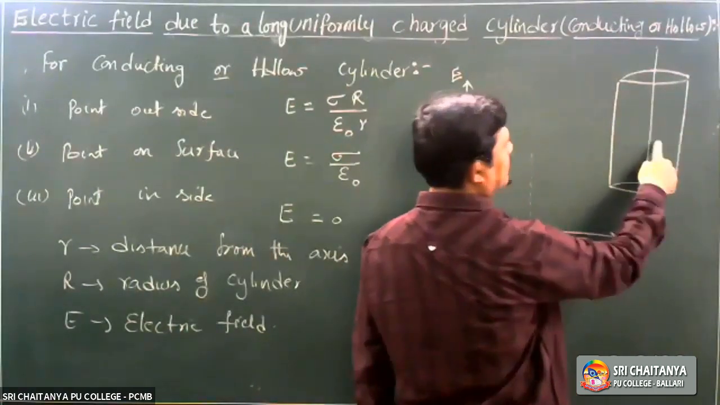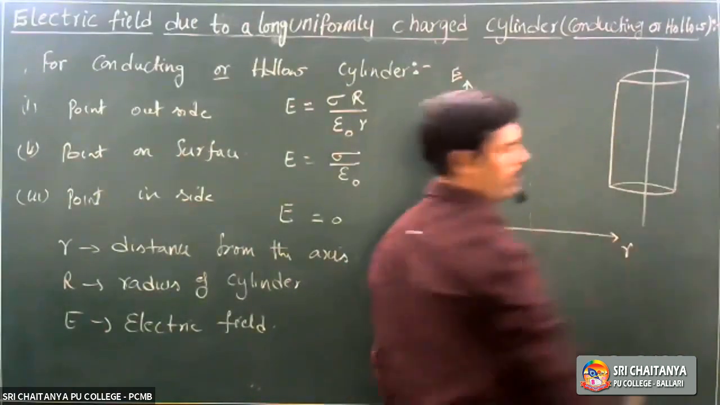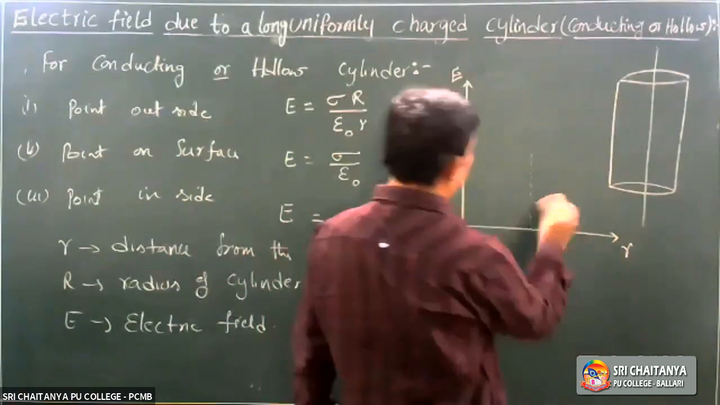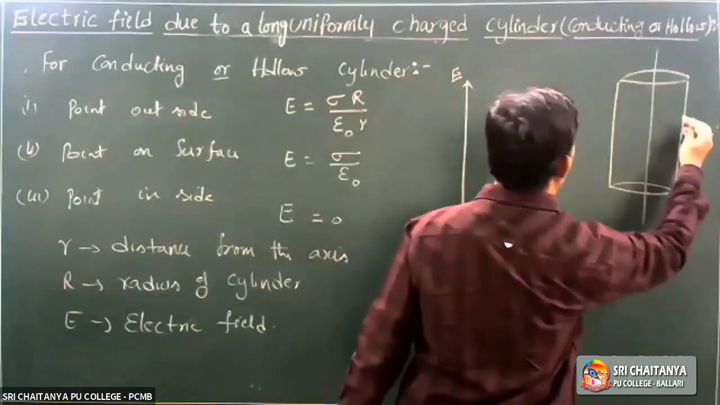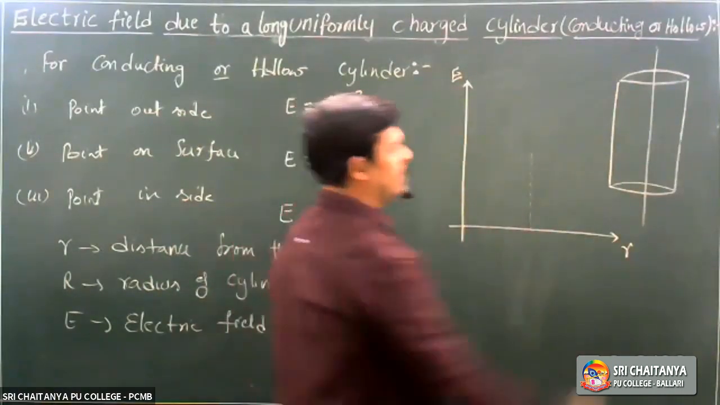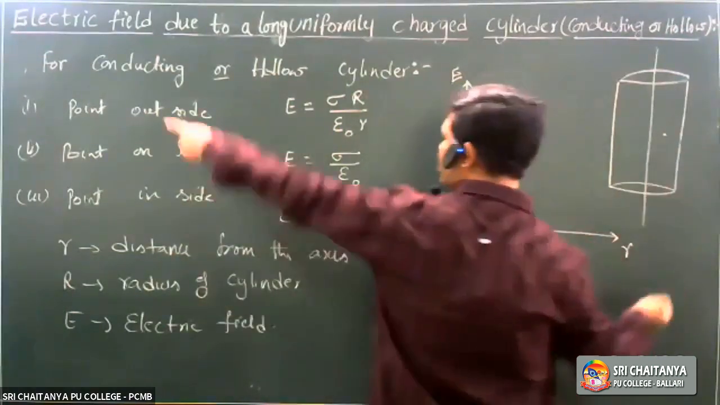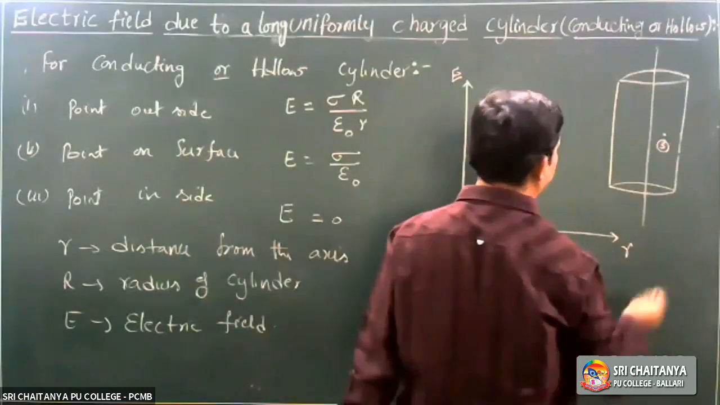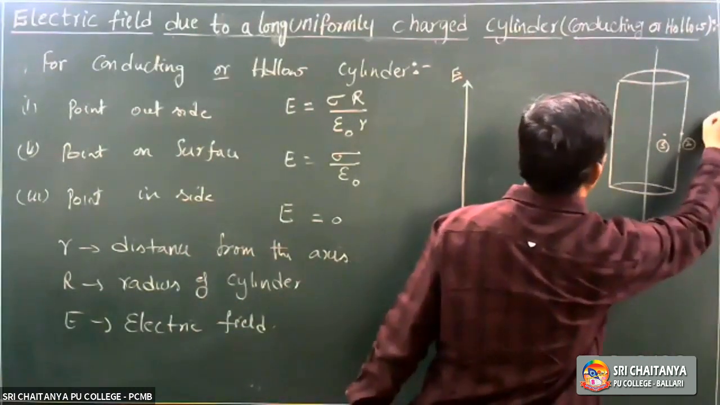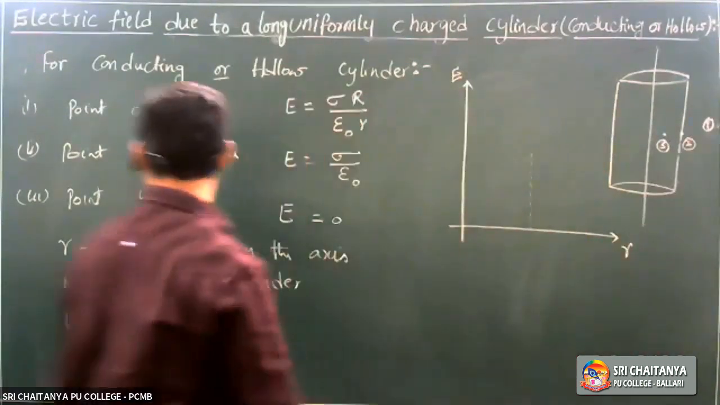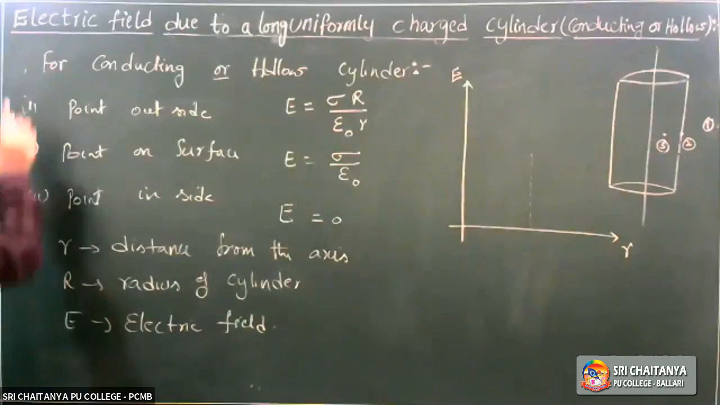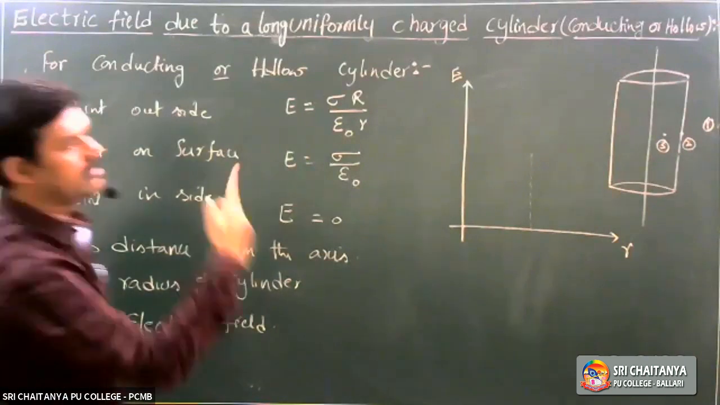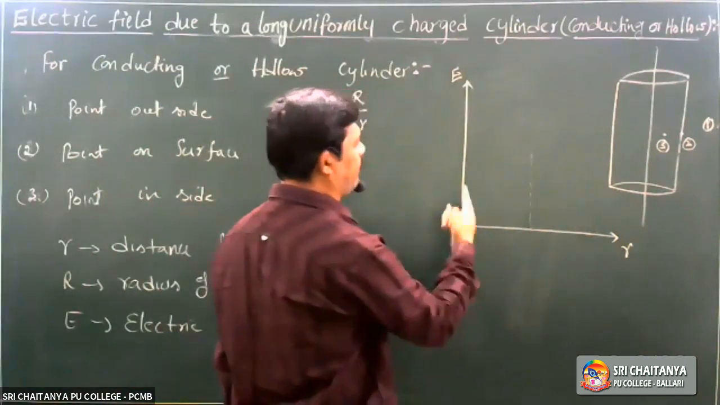From here to here, we consider inside. From here to anywhere, we consider outside of the cylinder, right? So inside portion, outside portion, on the surface. Point outside 1, point on the surface 2, point inside I took it as 3. Point inside, wherever you see.